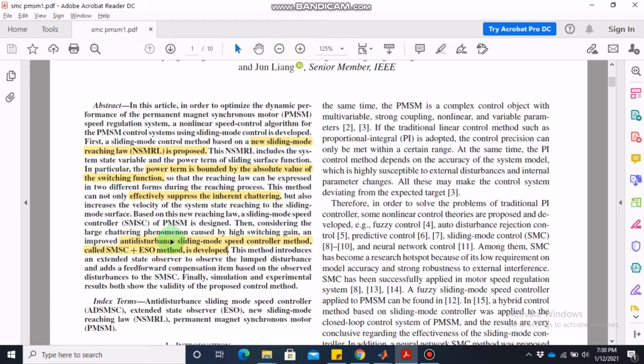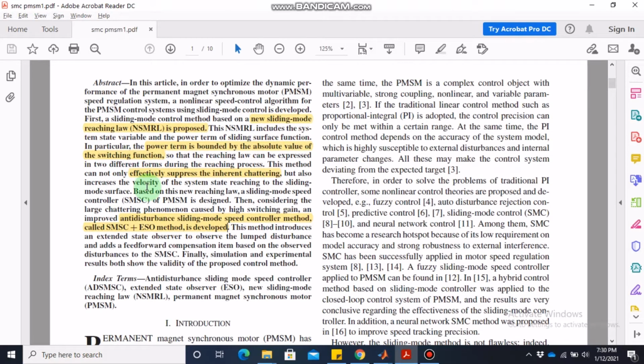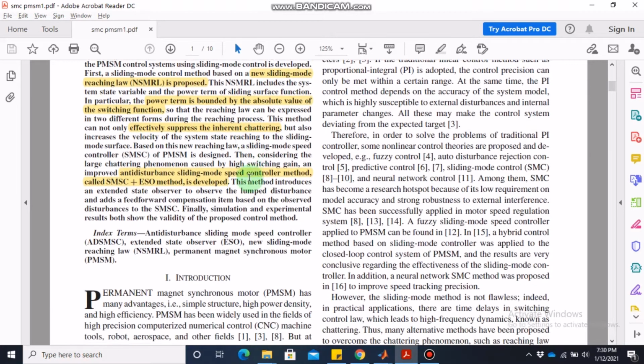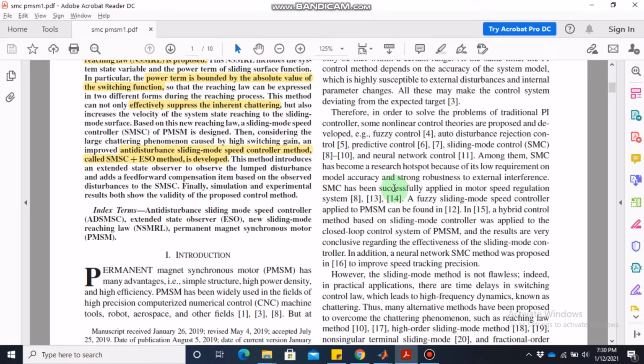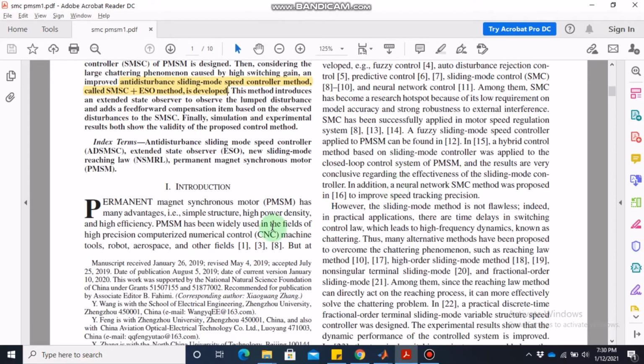This paper presents a new sliding mode reaching law, in which the authors claim that the power term is bounded by the absolute value of the switching function, and it effectively suppresses the inherent chattering in sliding mode control. They have also proposed an anti-disturbance sliding mode speed controller, and they present some simulation results to show the performance of their proposed controller.